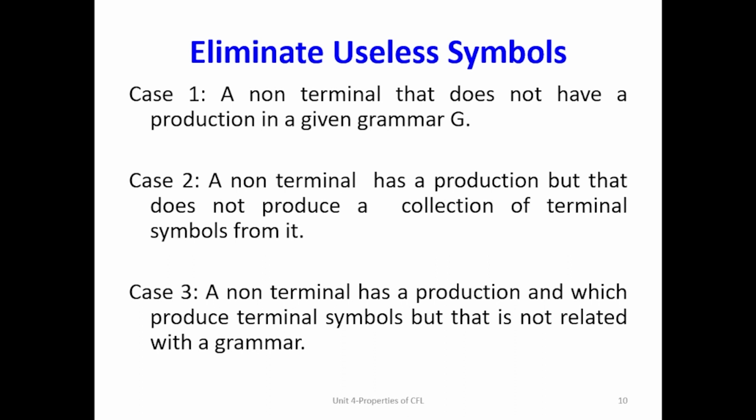Third case: a non-terminal is available and it contains productions. Using those productions we can derive some string, but that non-terminal is not related to the starting symbol of the given grammar. That will be considered as the third case.